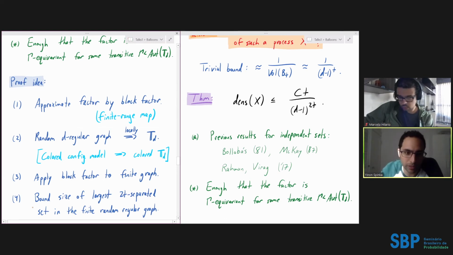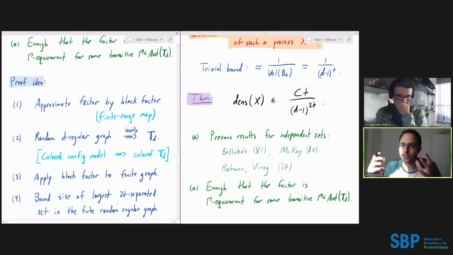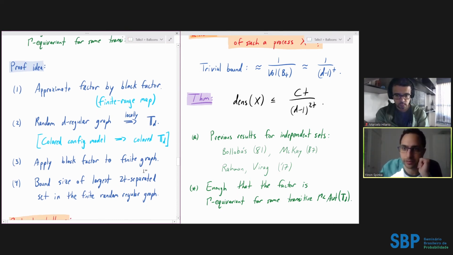And then you use combinatorial methods to bound the size of the largest 2t separated set in the finite random regular graph. So here essentially we just use a union bound in the finite setting. You just compute the probability that a given set of some size is actually 2t separated. You show that if the size is large, this probability is very small, sufficiently small that you can union bound and say that it doesn't occur.